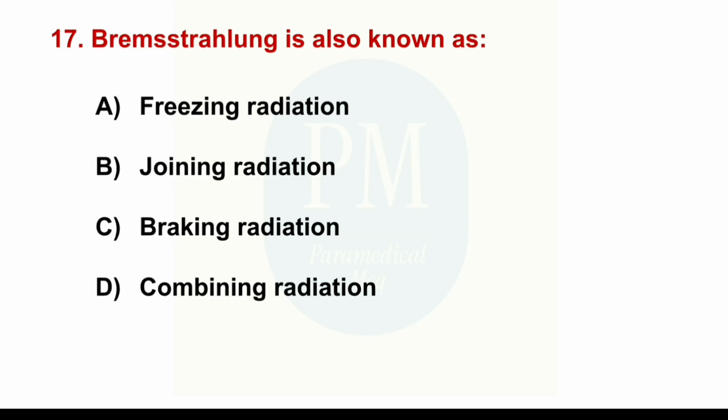Bremsstrahlung is also known as: option A, freezing radiation, option B, joining radiation, option C, breaking radiation, option D, combining radiation. The correct option is option C, breaking radiation.